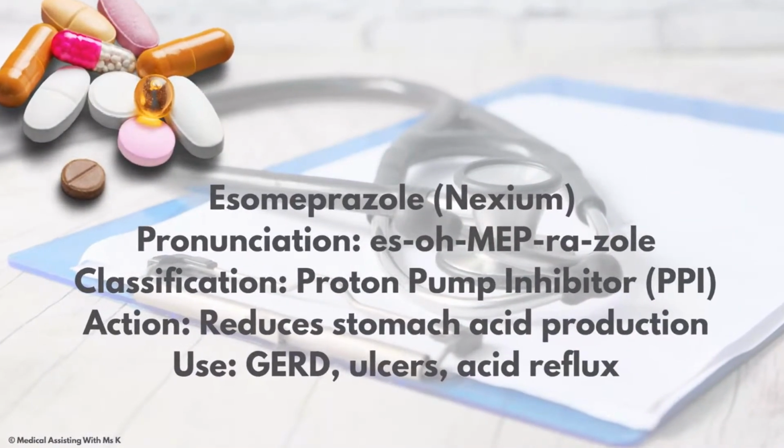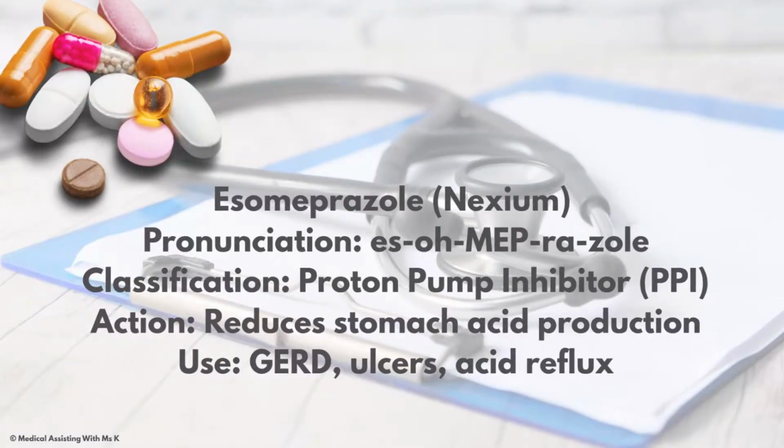All right, so first we have Nexium. Nexium is the brand name. The generic of Nexium is esomeprazole. The classification is PPI, or proton pump inhibitor. The action of that is to reduce stomach acid production. And it is used for patients with GERD, ulcers, and acid reflux.